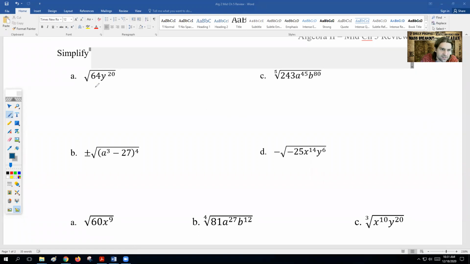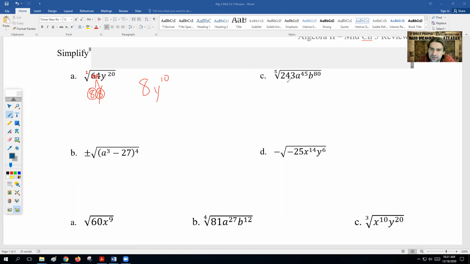What can we multiply to get 64? Well, that's 8 times 8, which we can stop there because we need a pair to break out. So we can have an 8 break out. And then remember, all we need to do with the variables is divide by the index. Square root index is 2. 20 divided by 2 is 10. So it'd be 8y to the 10th.